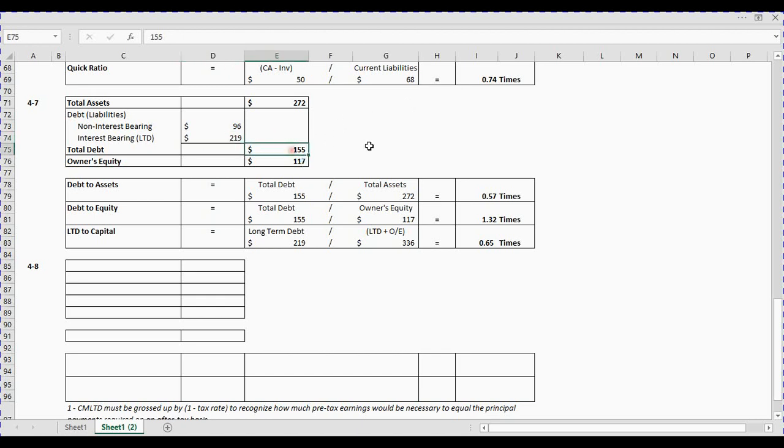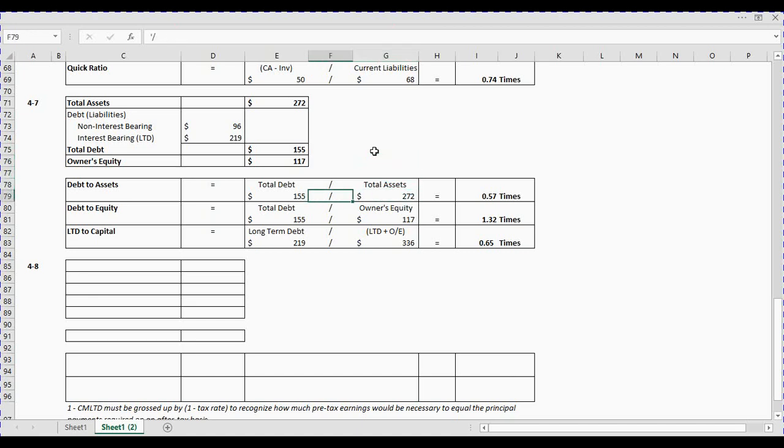But the total debt or the total liabilities of the company is just the non-interest bearing plus the interest bearing, which previously we've called current liabilities plus non-current liabilities, same thing. And so, looking at our owner's equity, we have A equals L plus OE. That's our little miniature version of a balance sheet there.